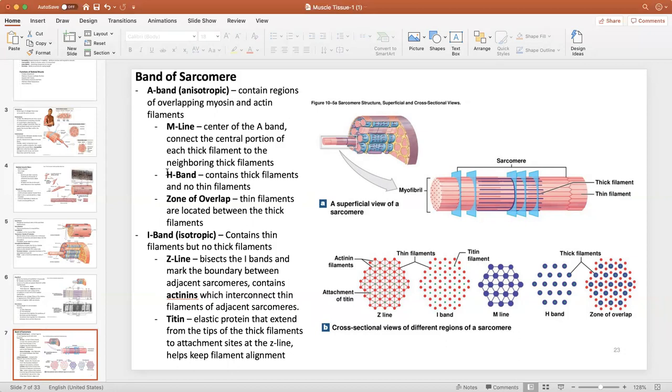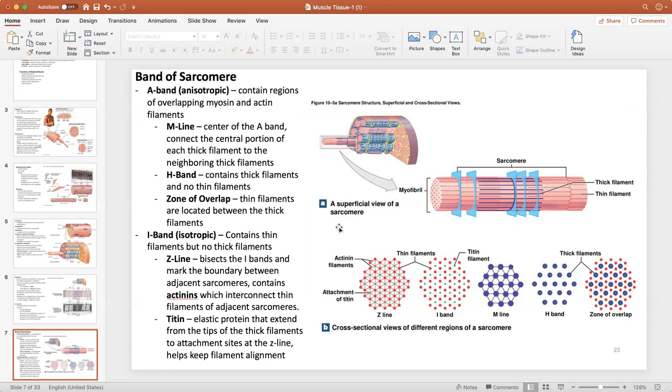The H band contains the thick filaments and no thin filaments. So that's just that purple section. Okay, we don't have any of the thin filaments there. And then we have the zone of overlap, where the thin and thick overlap. So as we shorten this and we bring the thin filaments together and we create more overlap, this H band is going to become smaller, where there's only thick filament and no thin filament. Because as we shorten these and bring these together, that's going to become smaller. Okay, the I band contains thin filaments and no thick filaments.